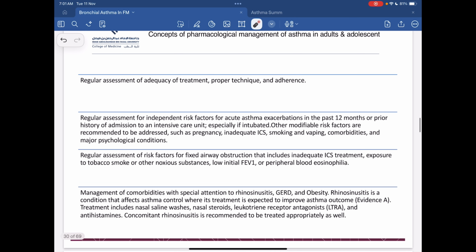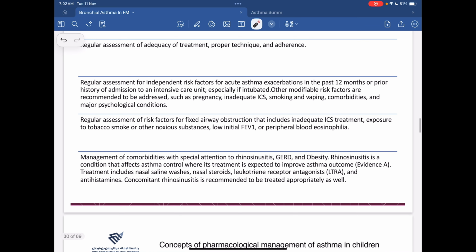طيب, أهم شيء نسوي regular assessment of adequacy of treatment, proper technique, and adherence. Regular assessment for independent risk factors for acute asthma exacerbation in the past 12 months or prior history of admission to an ICU, especially if intubated. لازم نعرف risk factors in general لما نعطي medication. Other modifiable risk factors are recommended to be addressed, such as pregnancy, inadequate ICS use, smoking, vaping, comorbidities, and major psychological conditions. دائما لازم risk factors.